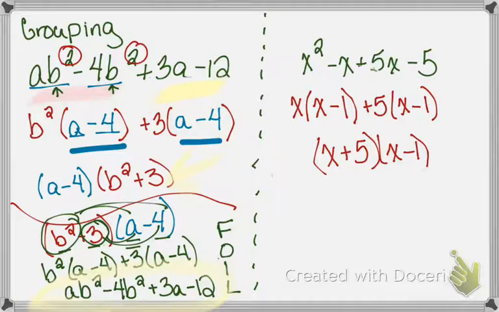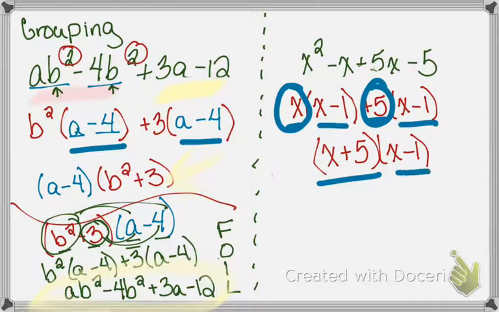Say that again. Why do you get x plus 5 and x minus 1? Okay. No, you're good. It's okay. Here is an x, and here is the plus 5. Okay? So these two make one of the factors. This is the other factor. Oh, gotcha. Okay? All right. Good question.